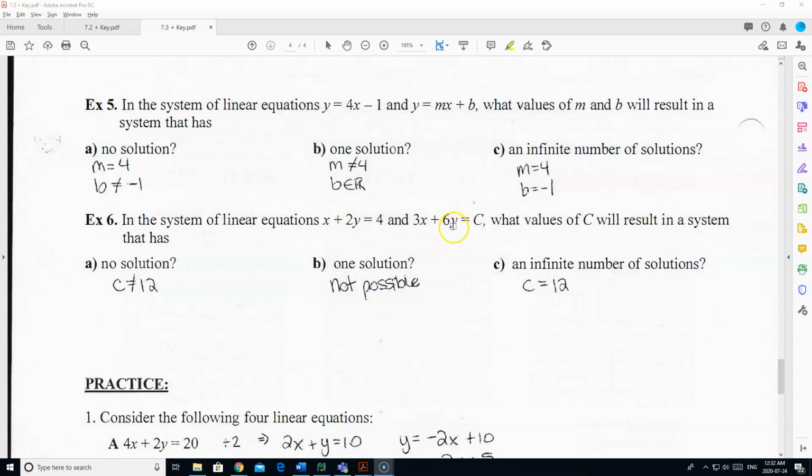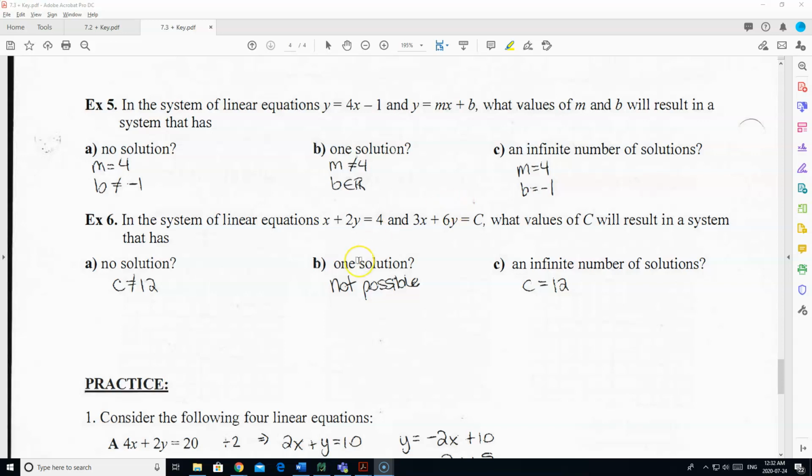And then you do the same thing here. You'd move over the 3x, -3x, and then divide by 6. So this would also be -1/2 x for slope. So these two equations have the same slope. And then C would be the y-intercept. So 6 divided by C would be the y-intercept.